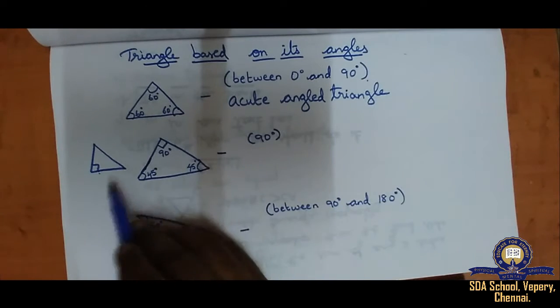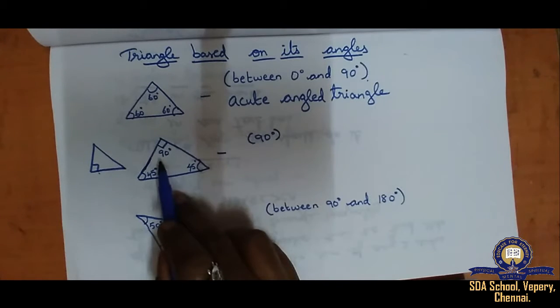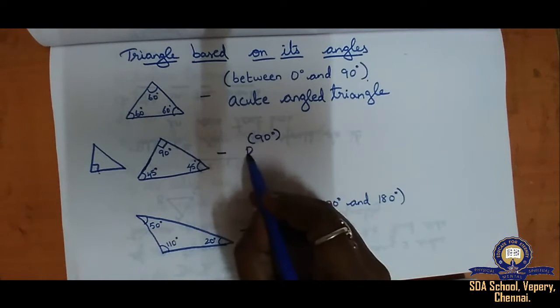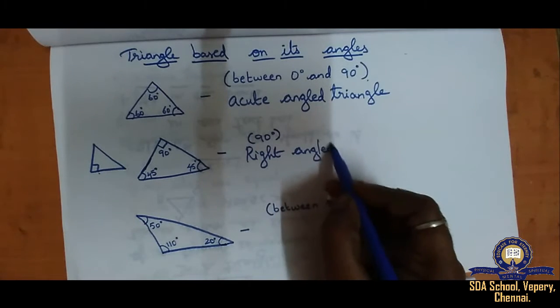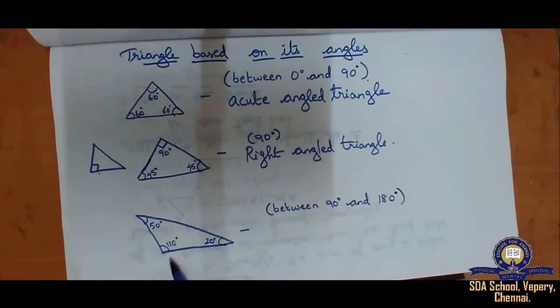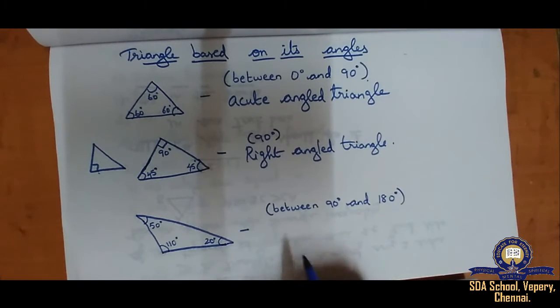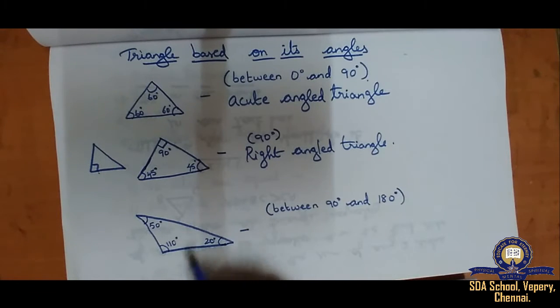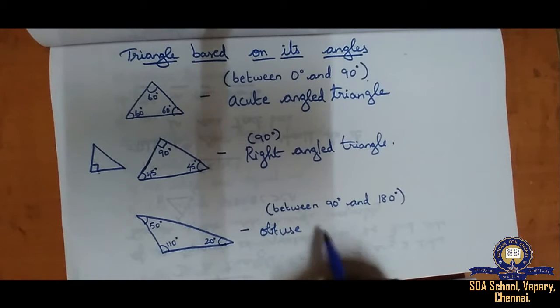This also we can draw. Between 90 degree, if a right angle is mentioned, we can directly say it is a right angled triangle. See here, it's above 90 degree. Between 90 and 180, it is above 90. That means even 95 is said to be an obtuse angle. So here a 110 is given, so it is an obtuse angled triangle.